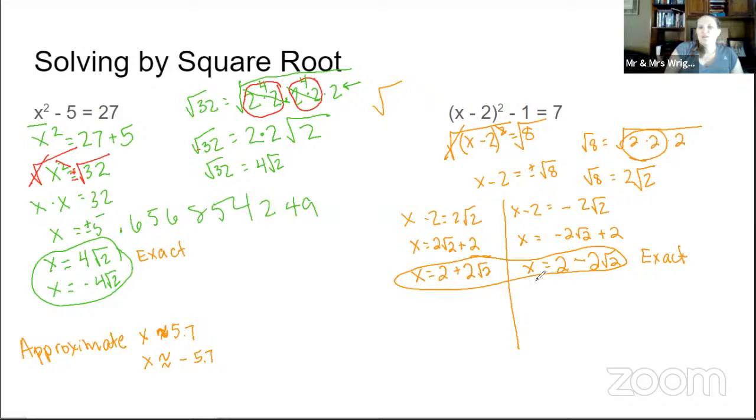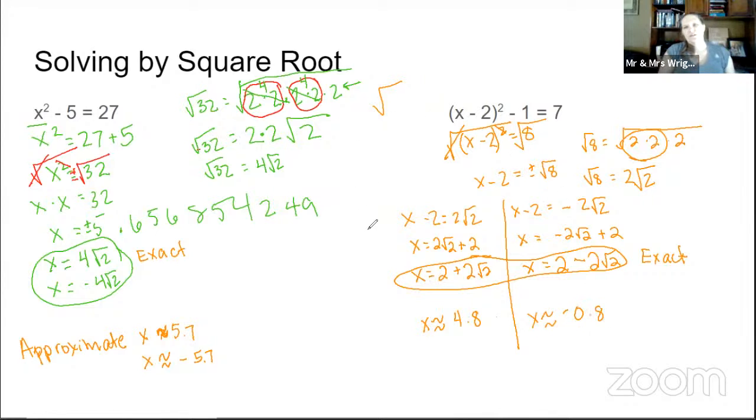So what would my approximate answers be here? Well, I'd say x is roundabout 2 plus 2 radical 2, and I hit enter and I get 4.82, which rounds to 4.8. And then this one is going to be 2 minus 2 radical 2, which is negative 0.8. So my approximate answers are x is about 4.8 or x is about negative 0.8.